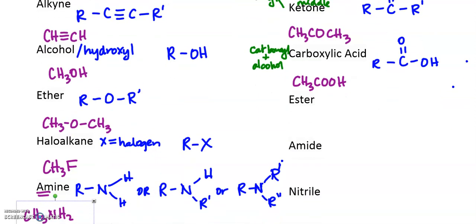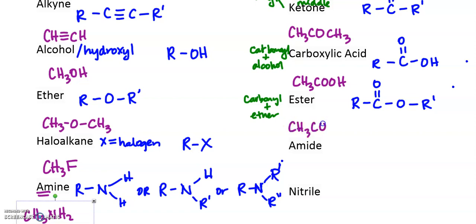Okay, so an ester then, I like to think of this as a mix of our carbonyl and our ether. So you're going to have your R to your C to an O, right, to some other carbon. Okay, so there's the ether part, but then your C also has a double bond to an O. So here we'd have CH3COOCH3. So double bonded to one O, single bonded to the other.